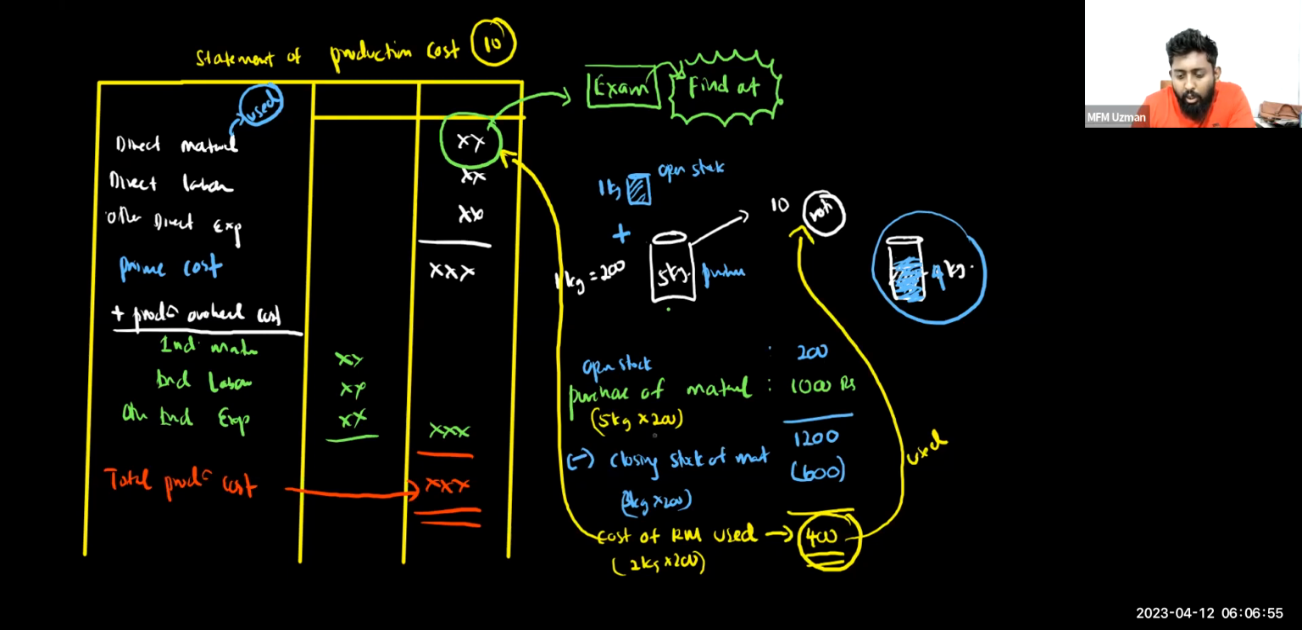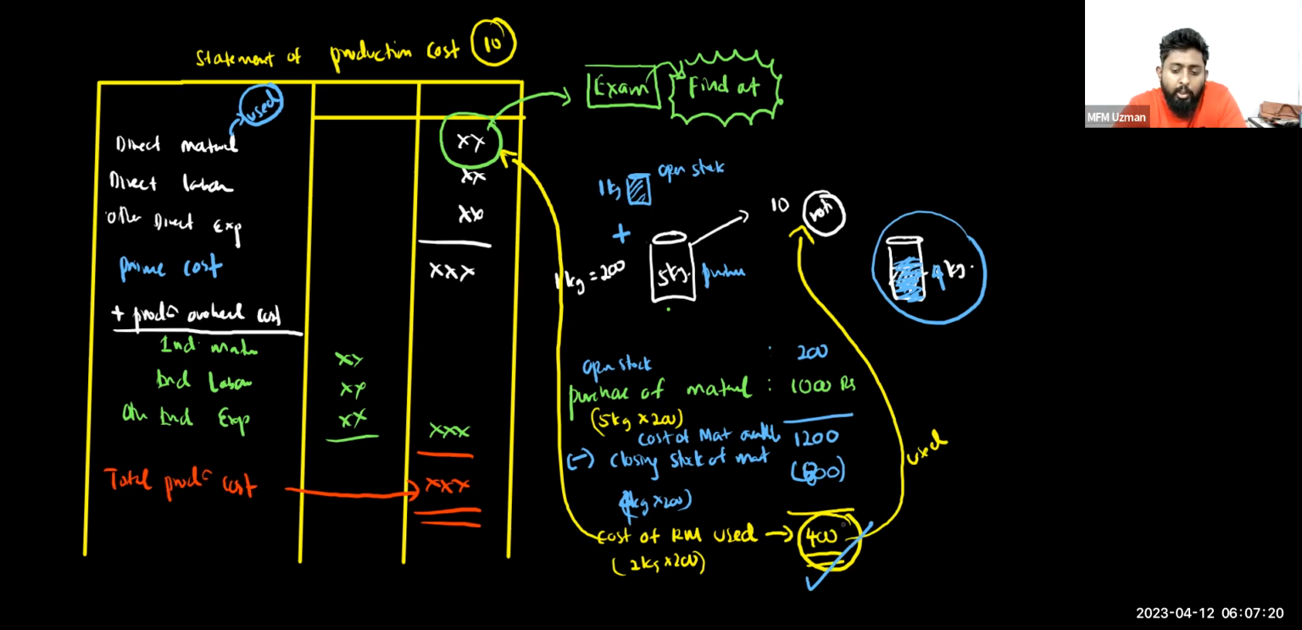1,200, what do we call it, guys? We call it cost of material available to be used. And then how much is closing? I said 4 kilos, which is equal to 800. You still get the same answer. What is it, guys? Only 400 of material should be used.